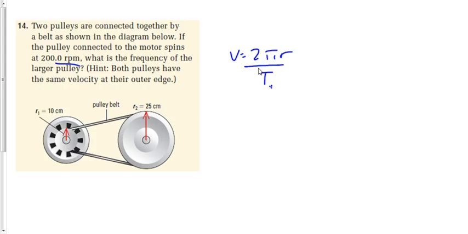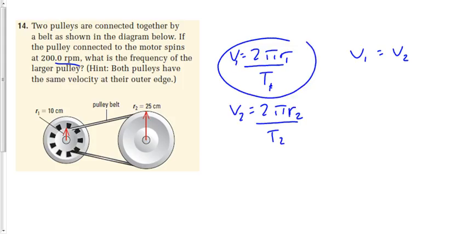It says both pulleys have the same speed at the outer edge. Let's say this is the speed of pulley 1, and this is the speed of pulley 2. Therefore, V1 equals V2, since they have the same speed on the outer edge. Everybody can start with this, and if you're thinking a little bit more, you can set V1 equal to V2, considering they tell me they have the same speed.